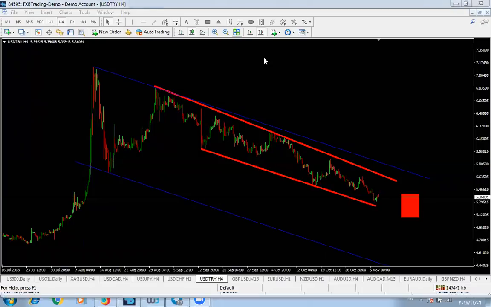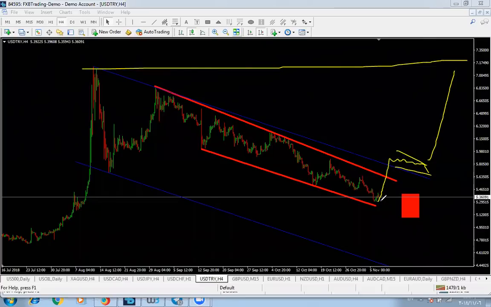Once we see an impulse to the upside, a clear impulse, then the price started to make our corrective structure. We can anticipate a reversal at least to this area, and if the price continues to move like this maneuver, we can leave it.